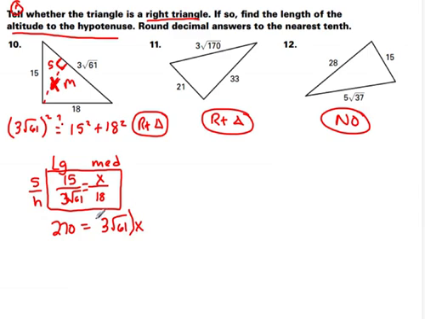I don't know how to write this necessarily, maybe something like this would be appropriate. When we divide both sides by 3 times the square root of 61, luckily this tells us to just round your answers to the nearest tenth, and we would get somewhere around 11.5 as our final answer.